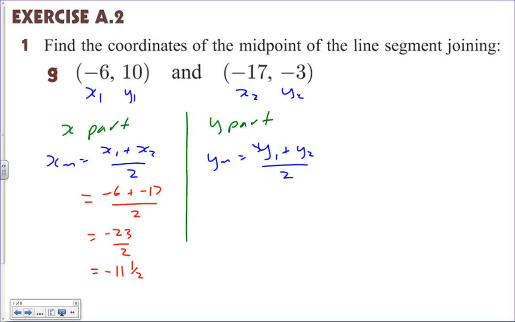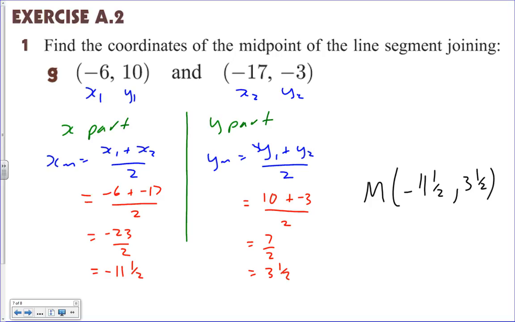Do our y section. So 10 plus negative 3 over 2, so that's going to be 7 over 2, which is going to be 3 and a half. So when we do our midpoint, we're going to have negative 11 and a half, 3 and a half.